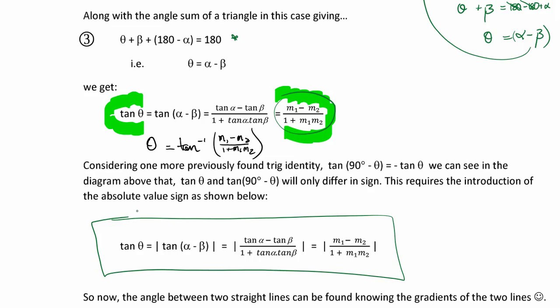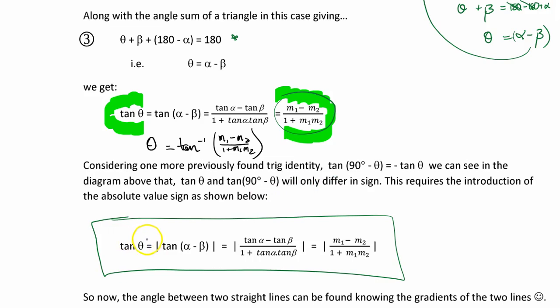Now, just one more thing. We don't quite stop there because we know also from a trig identity that tan of 90 minus theta is minus tan of theta. Now, you may have done that maybe in junior school. And again, that's a little bit like the sine of 90 minus theta is cos theta. It's one of those. So we can see that tan of theta and tan of 90 minus theta only differ in sign.